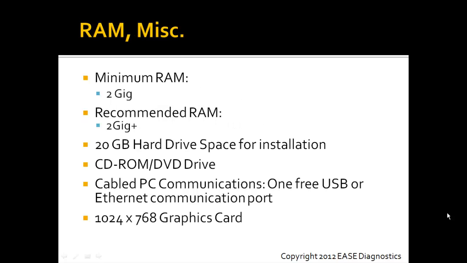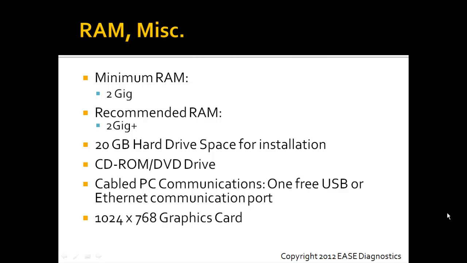RAM and some miscellaneous items. You're going to need at least 2 gig of RAM. Again, this is more in line with the OEM programming requirements, not necessarily just for the EASE Programming Assistant. But 2 gig and up is certainly better. You're going to need 20 gig of hard drive space for installation of this software and the OEM programming software.